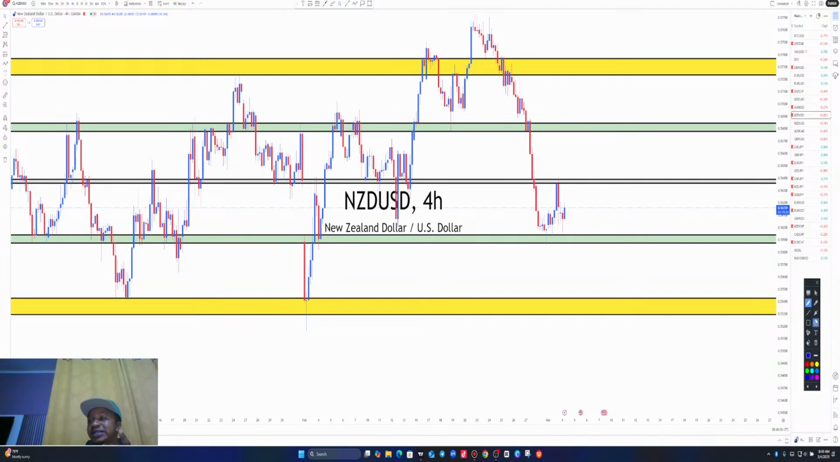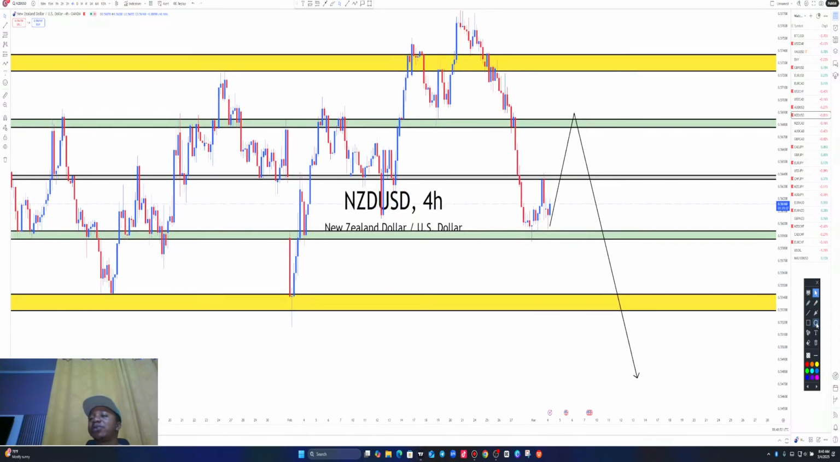So we are going to wait for price to go all the way up, break above the resistance level of the 4-hour time frame to give us a push. And once price makes contact here, that is where we are going to be looking for selling opportunities all the way down. So on NZD USD, no matter what, we are going to wait for price to complete the retest before the entries can come in all the way to the downside.